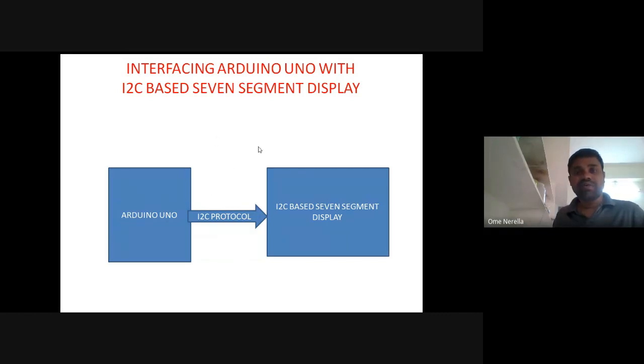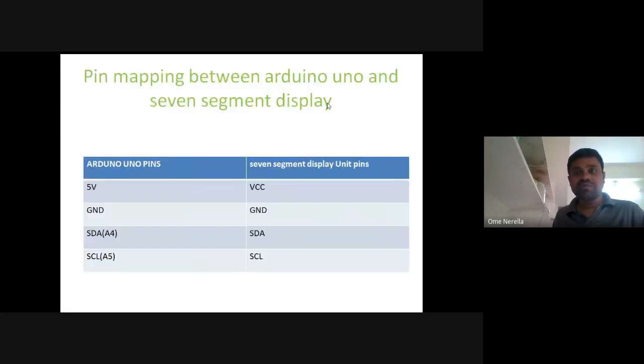Okay, in this slide, I want to say one thing: we are only performing the write operation from Arduino to the 7 segment display. That is enough. Next is the pin mapping between Arduino and 7 segment display. The 7 segment display VCC is connected to 5 volts of Arduino, and the ground should be connected to ground. SDA is the serial data line. It is used for data transmission. It should be connected to the serial data of Arduino. What is the serial data of Arduino? It means A4. SCL means the serial clock pin of the 7 segment display unit is connected to the serial clock of Arduino, A5.